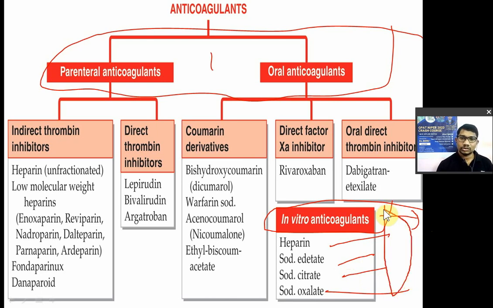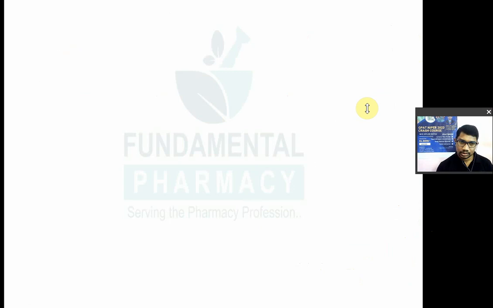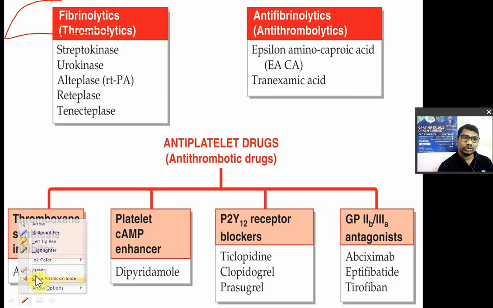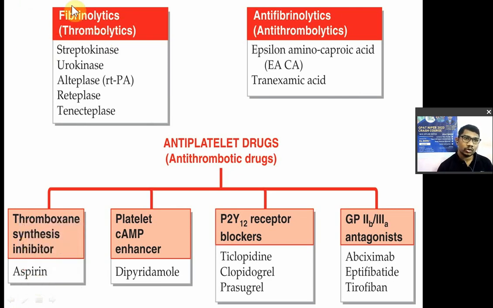So these are known as in vitro anticoagulants, and those are known as in vivo anticoagulants. We will see the next classification. Now the next one is fibrinolytics, which are also known as thrombolytics. What will they do? They will break down the already formed blood clot.